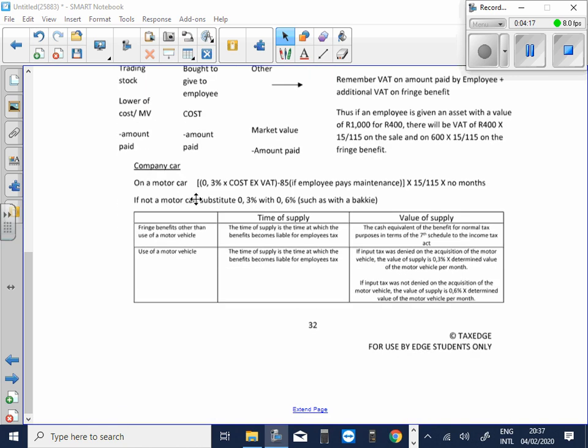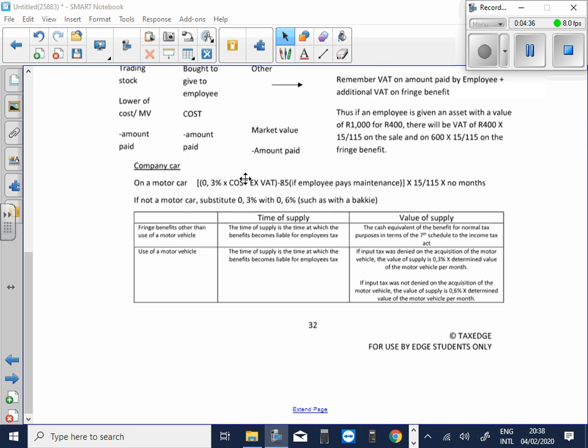I'm going to do some examples now. And then for motor cars, what do you do? 0.3% times cost times VAT. Now, guys, that might be times 100 over 114. It could be times 100 over 115. It depends on when the asset was bought. Are you guys comfortable? So it's the cost times VAT.